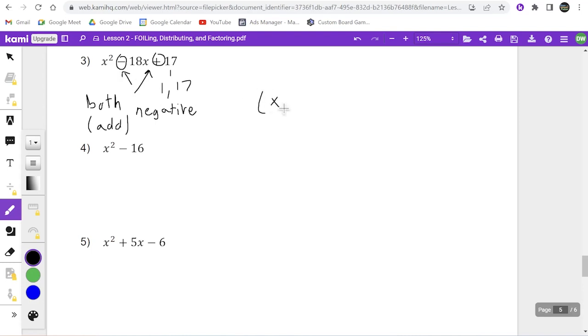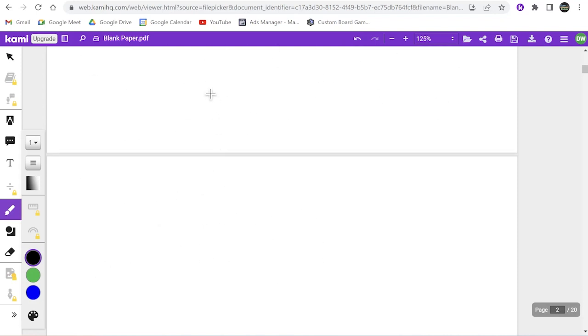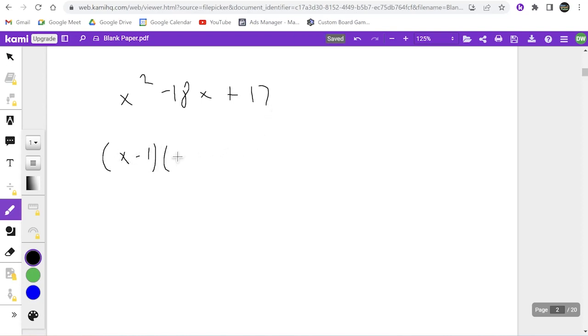So in other words, the answer is, if I set it up like this again, it's going to be x minus 1 and x minus 17. And there you go. Now, by the way, it's worth mentioning, there's a way you can check all of your answers to these. You can check your answer to any factoring problem very easily, assuming you're good at FOILing, because the way you check your answer is by FOILing. So here's the answer we got, x minus 1 times x minus 17. If I ask you to FOIL this, you should get back to the original problem.